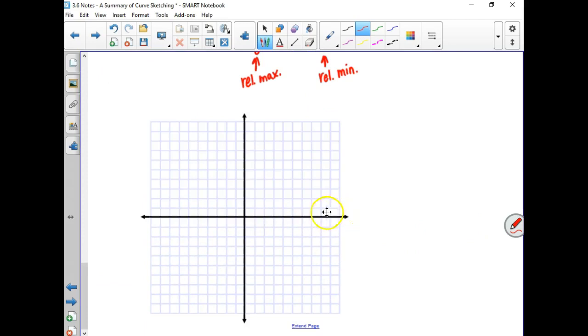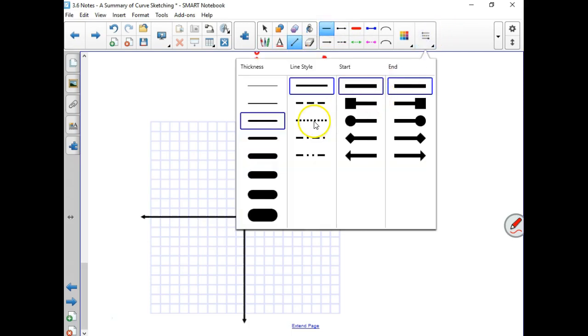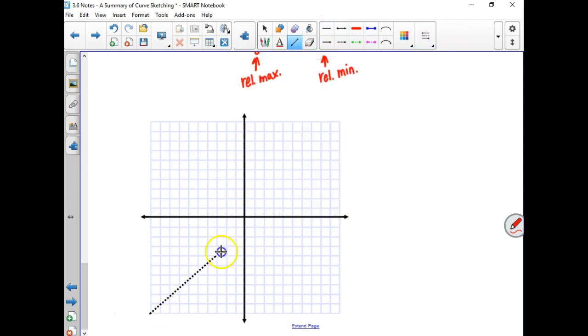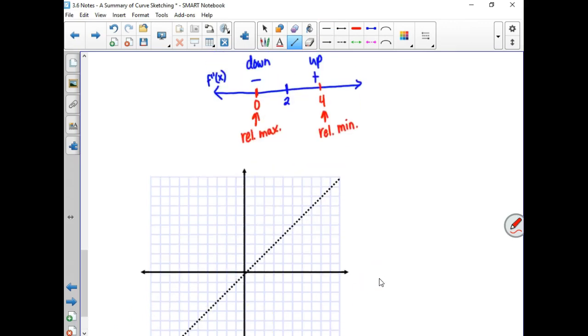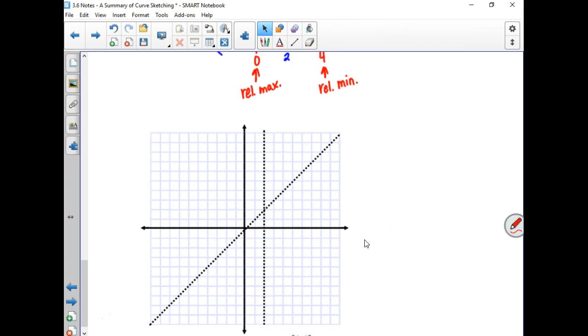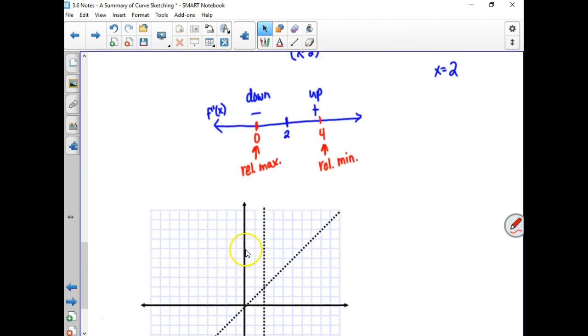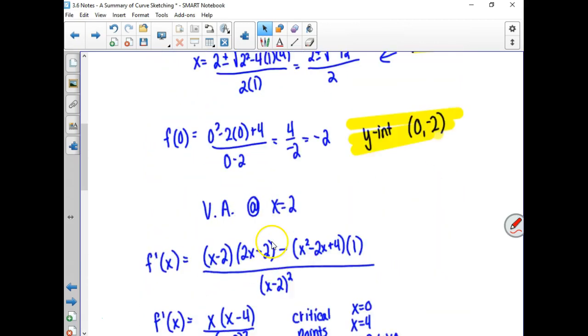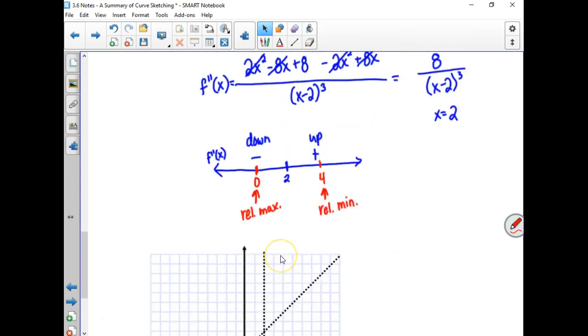So we have a slant asymptote at y equals x. So that is this line right here. We have a vertical asymptote at x equals 2. So that is here. Okay. We had a y-intercept, where was it? (0, -2).